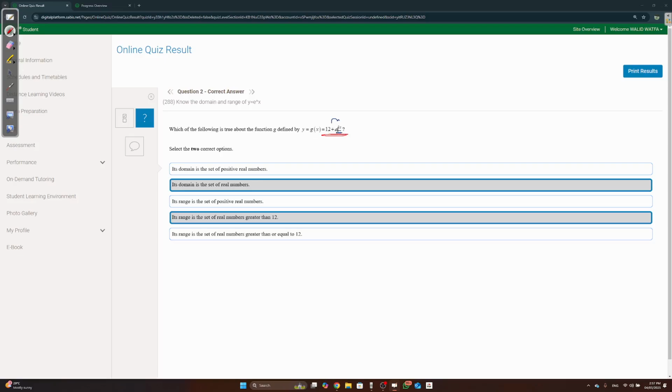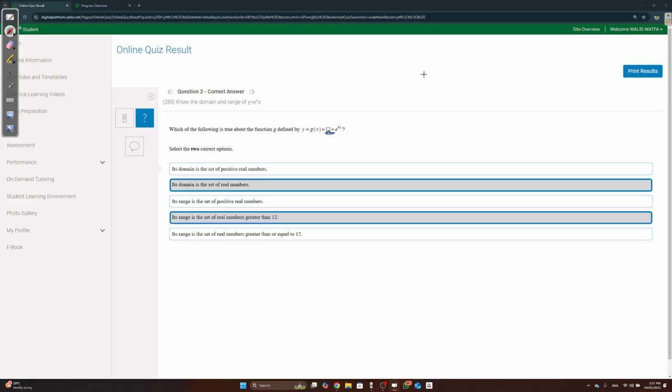E to the power of 4x. Don't get confused. It's the same as e to the power of x. The only thing is you're multiplying each x value by 4, but that doesn't change anything to do with the domain or the range. But what do we have here? We have a plus 12.